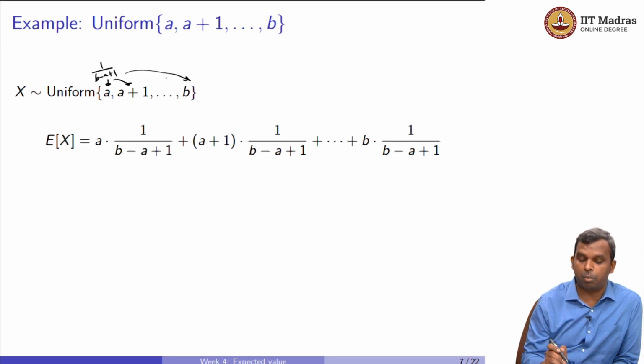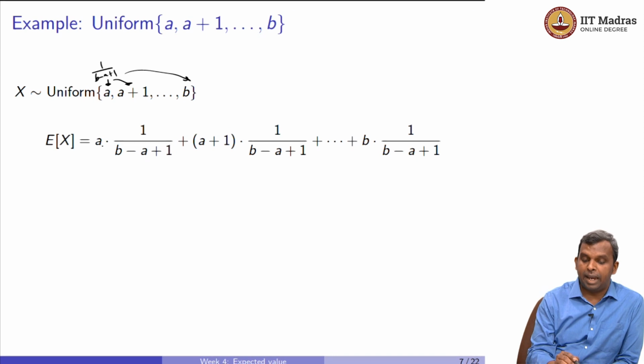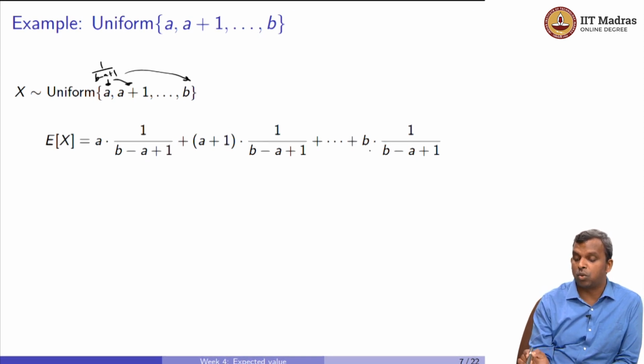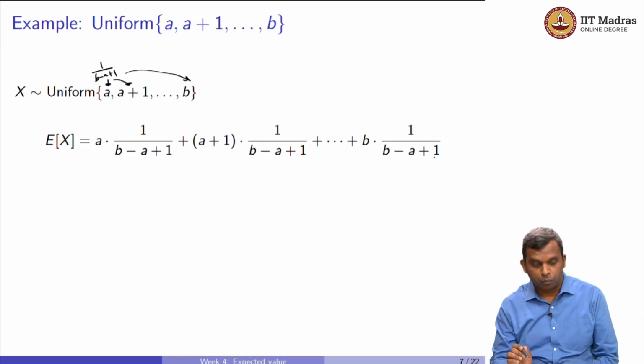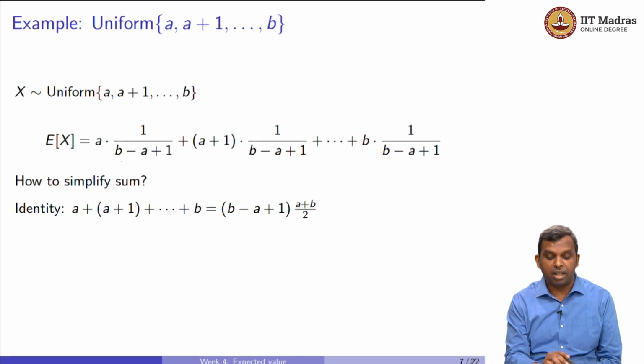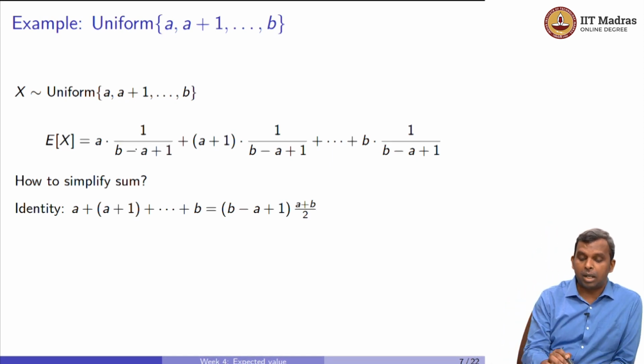Okay, everything is B minus A plus 1. So it's A times 1 by B minus A plus 1, plus A plus 1 times 1 by B minus A plus 1, so on till B times 1 by B minus A plus 1. Okay, so now how do you simplify this summation? This 1 by B minus A plus 1 is showing up in the denominator. That's very nice. You can pull it out, but still you will be left with A plus A plus 1 plus so on till B.